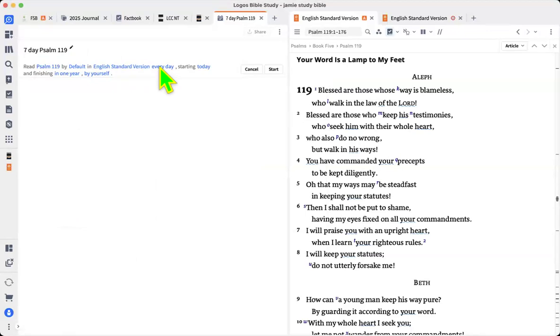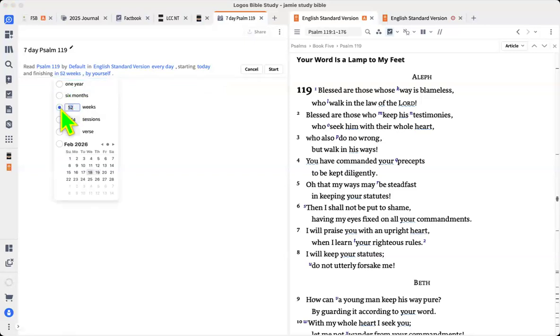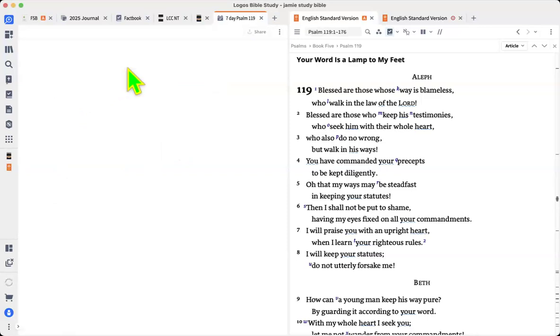I am going to read this every day. If I wanted to read it every other day or weekdays or pick days, I could do that. I'm going to leave it on every day, starting today. And I'm going to click on, I don't want to read this over a year. I'm going to read this in 1 week. So I'm just going to change the field to 1 week. So what I'm doing is I'm reading Psalm 119 in the English Standard Version every day, starting today and finishing in 1 week. I'm going to click Start.